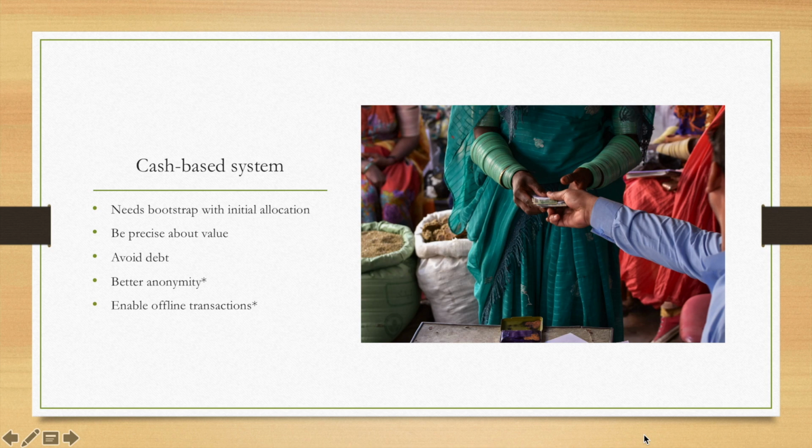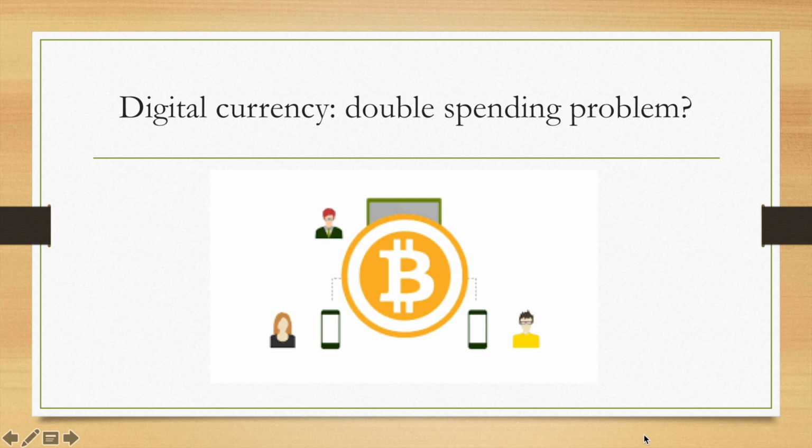Another benefit of cash is that it has better anonymity, because the bank cannot track how you use it if you use cash. Also, cash enables users to make offline transactions. Both systems have their benefits. We have already built up the credit system. Can we build cash in the digital world?